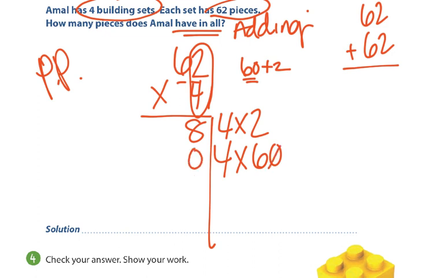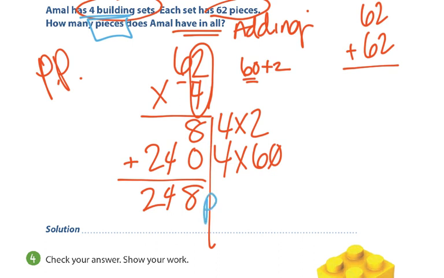Bring over the 0 from the power of 10. 6 times 4 is 24. Add up the number, and you get, we didn't box this together, the label piece, 248 pieces.